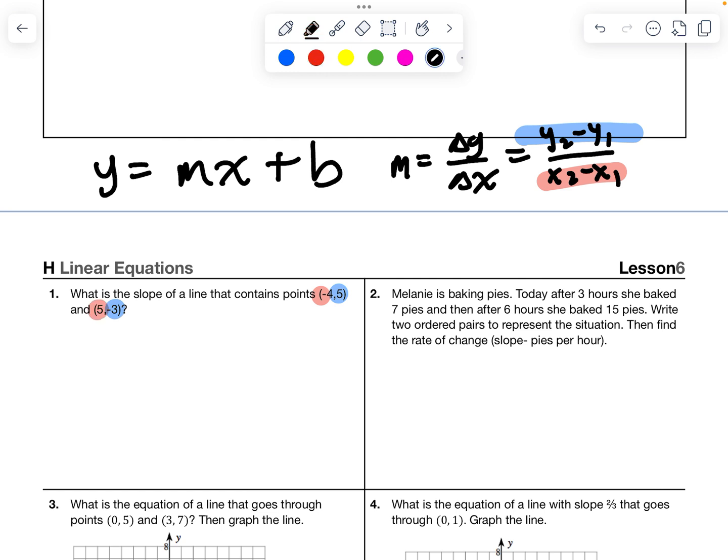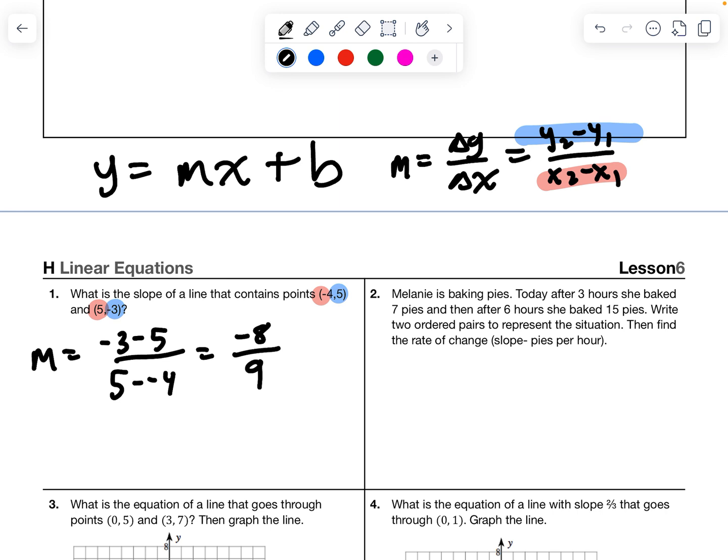So my slope will be, and this is just a quick reminder, we've been talking about this, it's an important skill. So we're going to take the second y, -3, minus the first y, 5, over the second x, 5, minus -4. If you struggle with subtracting negative numbers, get out your calculator. I don't. -3 minus 5 is -8. 5 minus -4 is +9. So our slope would be -8 over 9.